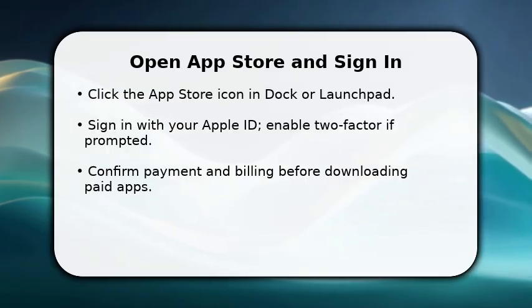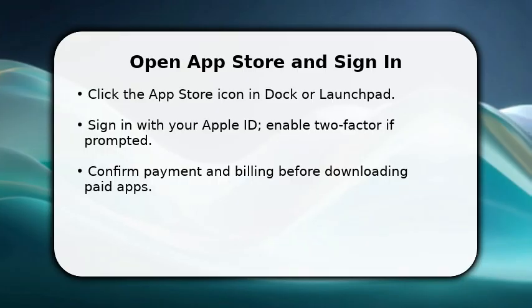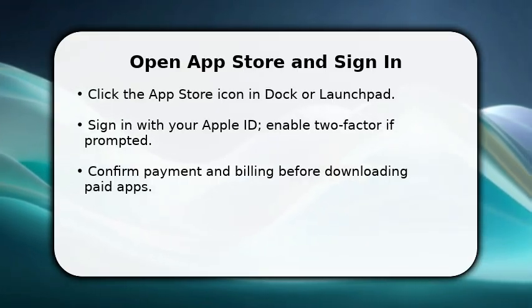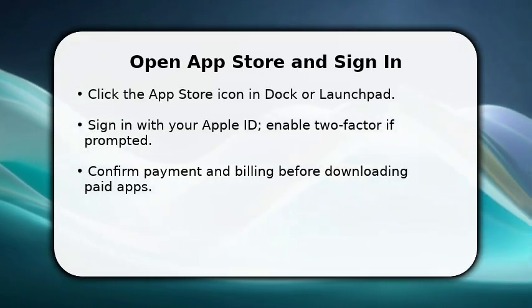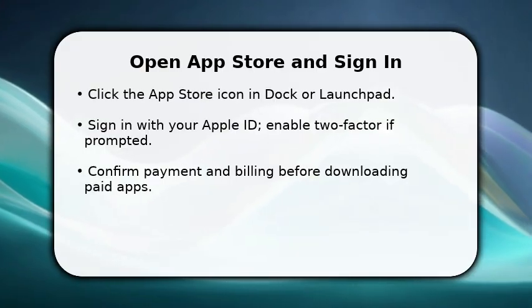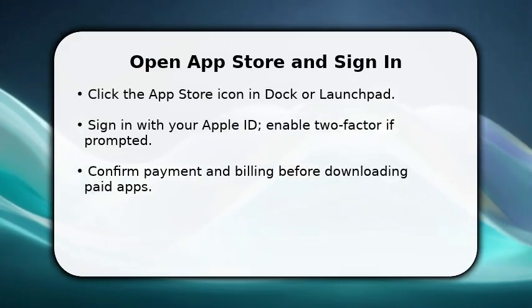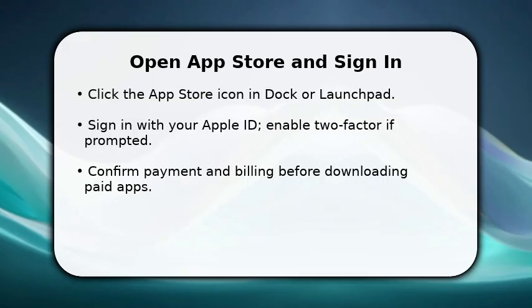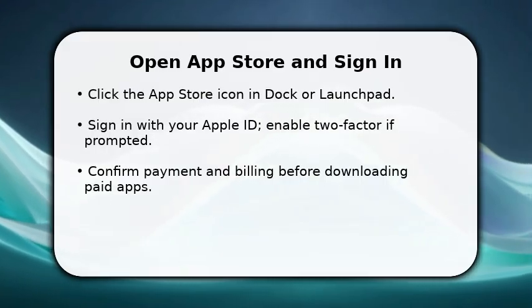If you need to add a payment method, go to Account Settings and enter billing details. This ensures paid apps install without interruption. Make sure two-factor authentication is enabled for security. Now you're ready to search for apps and follow along to install one.